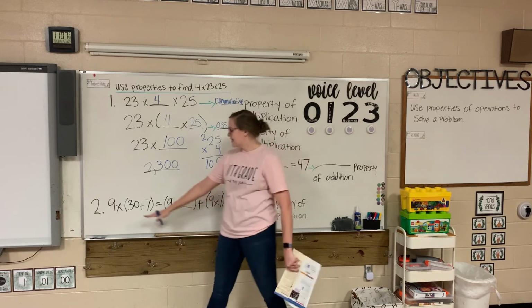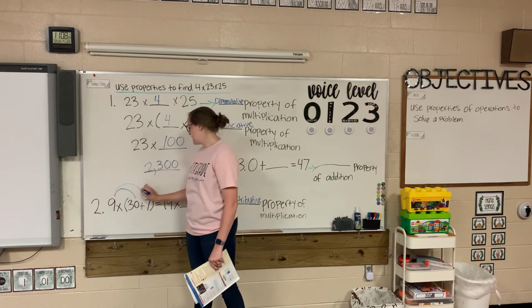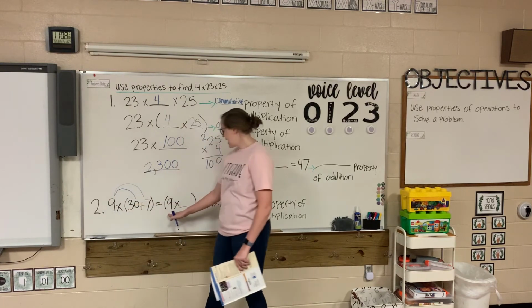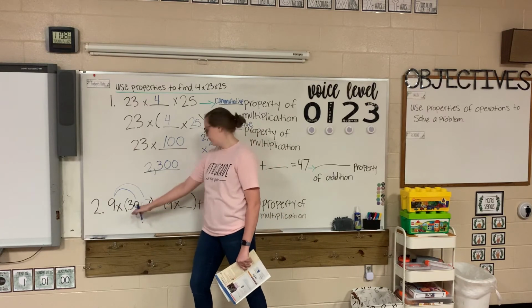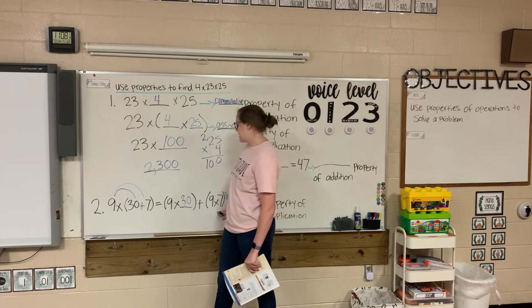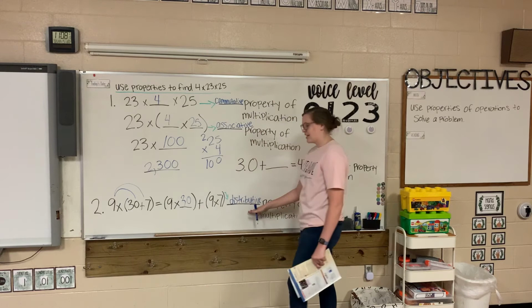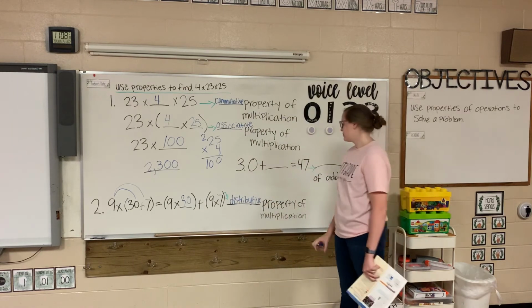So we are taking this 9 and distributing it inside the parentheses so that we can get 9 times what number? 30 plus 9 times 7, which they distributed that 9 to those parentheses. That's us using the distributive property.